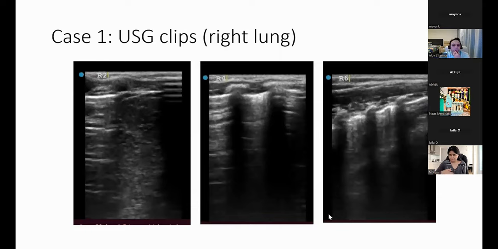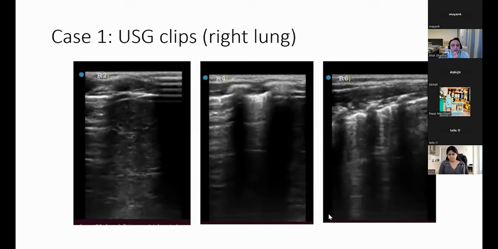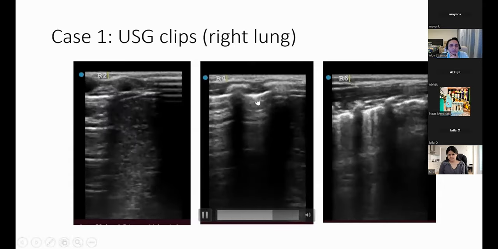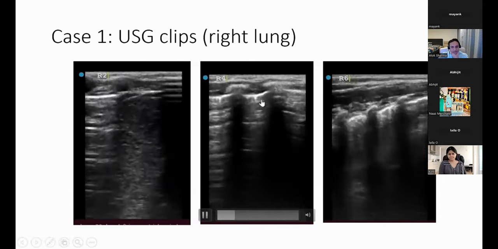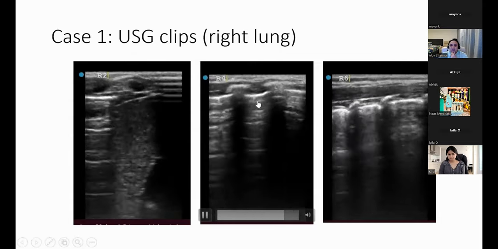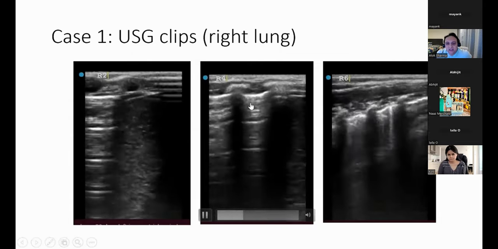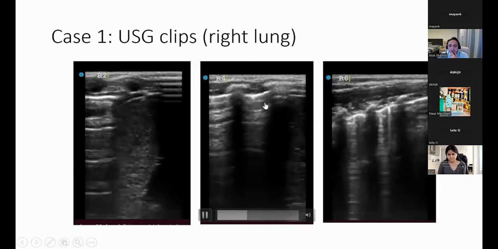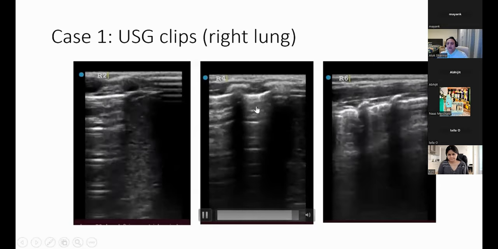Could you just click R4 again? Yes. So, R4. Yeah. So what you see is comet tails. These small ones, if you just point to them for the colleagues, they don't go all the way down. So again, these are markers of a little bit of interstitial fluid. They're not true B lines. And for me, again, this is an A profile. Good sliding, a good marker.